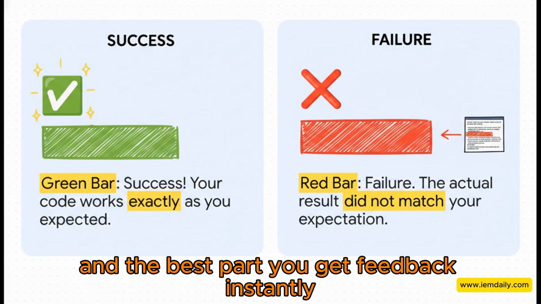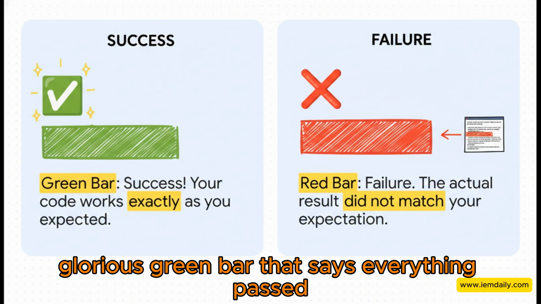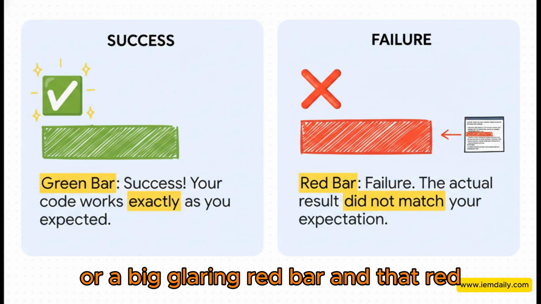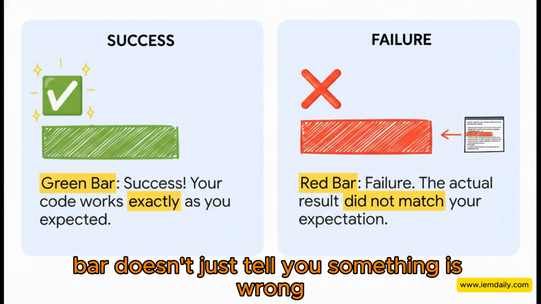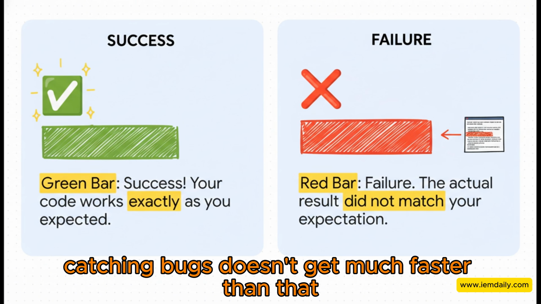And the best part? You get feedback instantly. You run your tests and you see either a beautiful, glorious green bar that says everything passed or a big, glaring red bar. And that red bar doesn't just tell you something is wrong, it tells you exactly what is wrong and where it broke. Catching bugs doesn't get much faster than that.